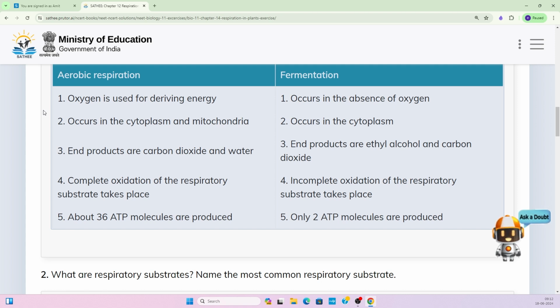Okay. Next, about 36 ATP molecules are produced in aerobic respiration. So this is a large number, right? Whereas in fermentation, only 2 ATP molecules are produced. So this is the difference between aerobic respiration and fermentation.